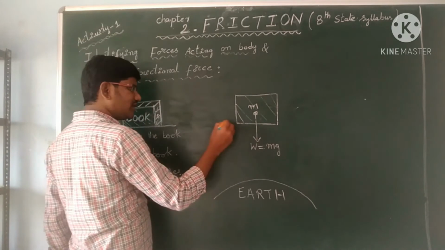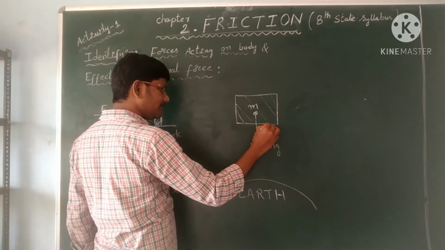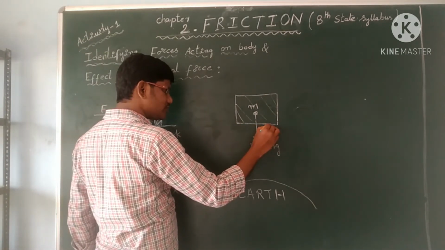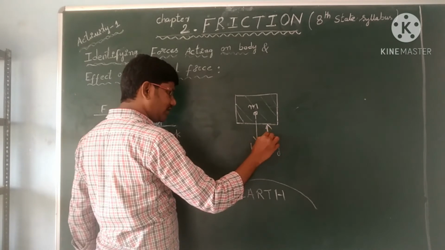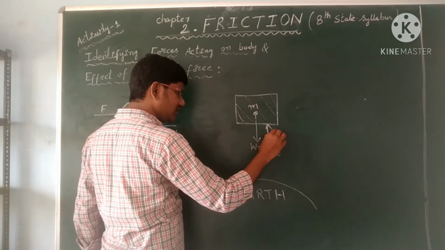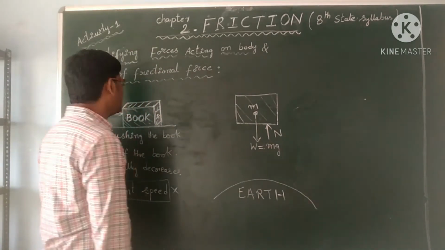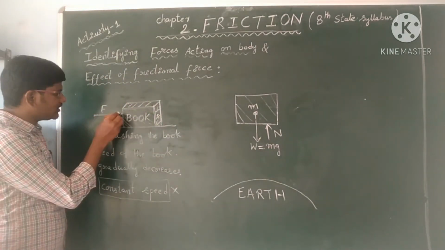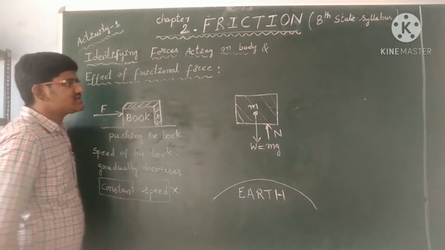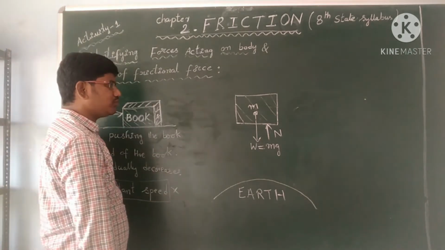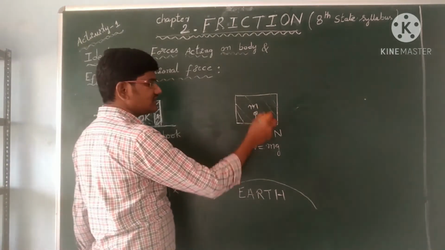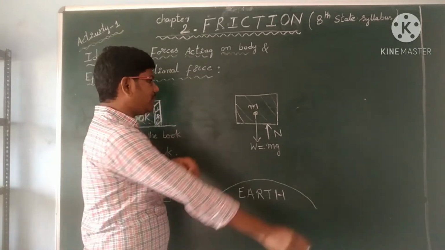But it is not coming down, means the floor is exerting some force on the book. And according to the textbook, this is the normal force. Okay, and we are pushing the book, means this is the applied force.